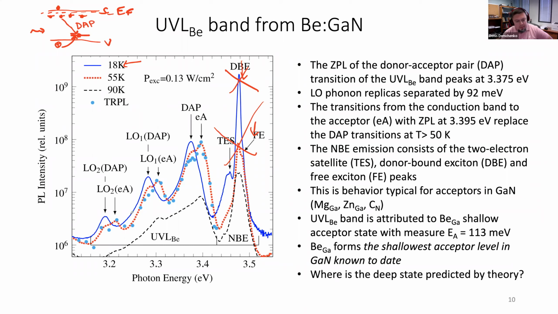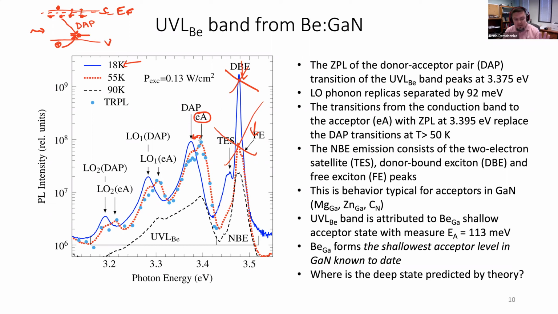This is indeed what you observe with this blue line here at low temperatures. Then you start increasing temperature, and at 55 Kelvin you get this red line. You see, it's shifted to higher energies. That's because now electrons are thermally ejected into the conduction band, and it's the conduction band electron that recombines with the hole localized on the acceptor, which is why it's called the eA recombination mechanism, where the peaks are shifted by the depth of the donor level to slightly higher energies. Now, this behavior is a fingerprint of acceptor behavior in gallium nitride and in semiconductors in general. The exact same thing happens for magnesium, for zinc, for carbon, for all of the acceptors in gallium nitride.